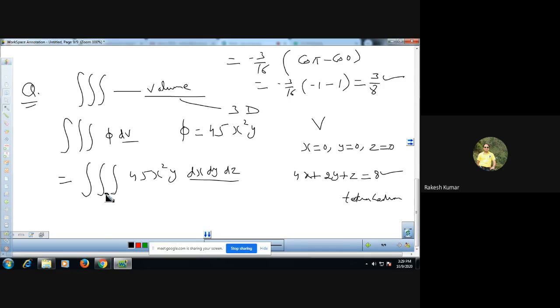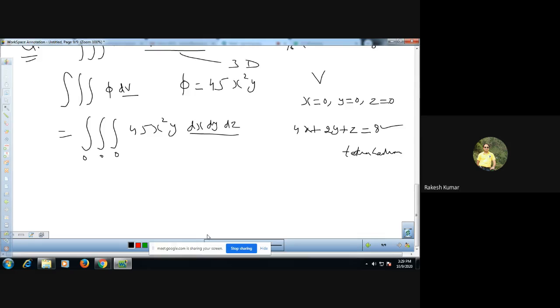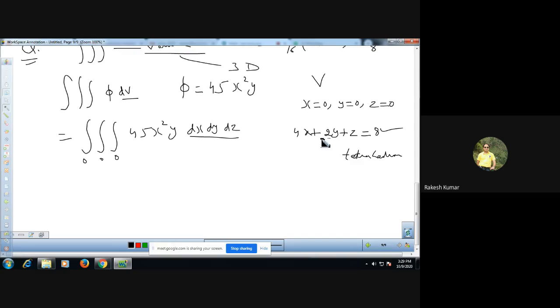The question is how to write down the limits. Clearly, the lower limit of all three variables x, y, z is 0. So 0 is the lower limit in all the cases. First of all, you can find the limit of z. That is very easy. z comes out to be 8 minus 4x minus 2y, because these two terms can be taken to the right. So this is the limit of z, that is z from 0 to this.